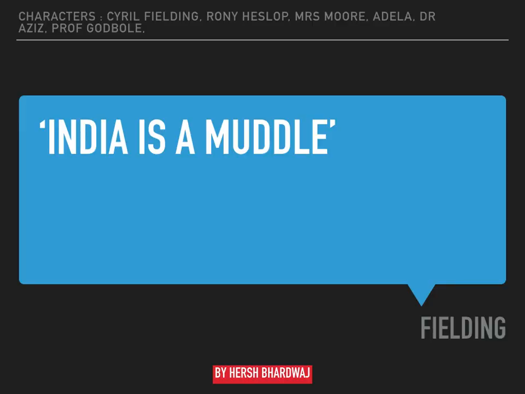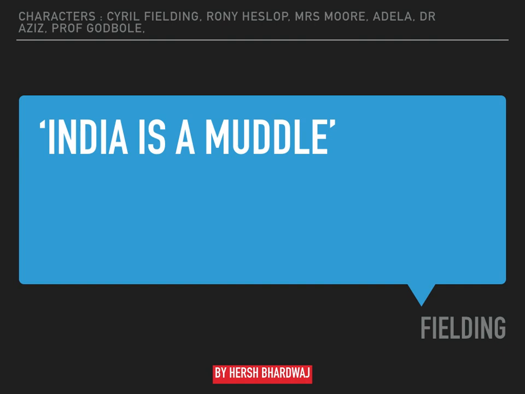Now, whenever we talk about a novel, we should always think in terms of the characters, right? There are a lot of characters in the book, but only a handful which are important. So when you're reading the book, always think about Cyril Fielding. How is he? What kind of a person is he? Ronny Heaslop, who's the son of Mrs. Moore. Heaslop is the city magistrate. Mrs. Moore, an elderly English woman who seems to be very sympathetic to the Indians in the beginning. Adela is the young woman who is visiting India for the first time, and she's going to get married to Ronny.